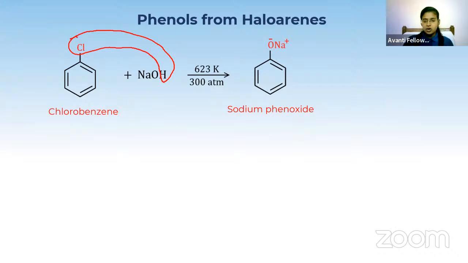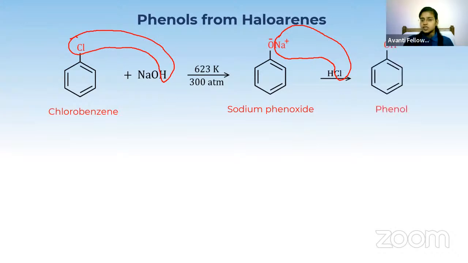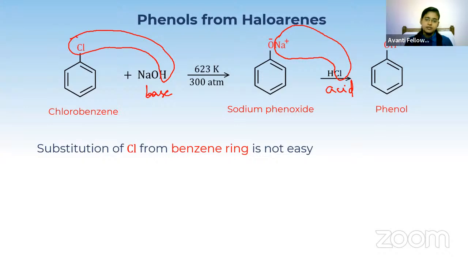Now the sodium phenoxide in the second step has to be treated with HCl. If you treat this with HCl, NaCl will be removed and H will go and get attached to oxygen. So we get a phenol. First it has to be treated with a base, then it has to be treated with an acid. Got it? This is actually the substitution of chlorine from the benzene ring, substitution of chlorine by OH.